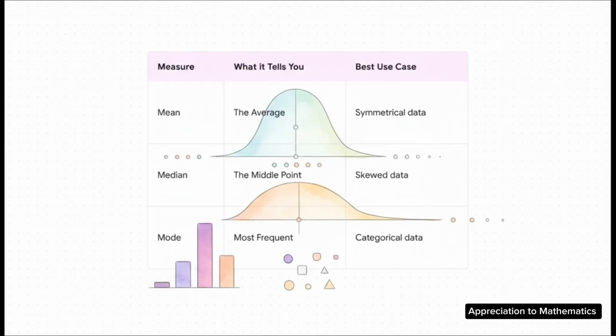So let's do a quick recap of our tools. As you can see here, the mean gives you the classic average, which is great when your data is pretty symmetrical. The median, on the other hand, finds that true middle point, which is a lifesaver when you've got skewed data with outliers. And finally, the mode. It just pinpoints the most frequent thing, making it ideal for categories like sizes or colors. See? Knowing which tool to grab is half the battle.